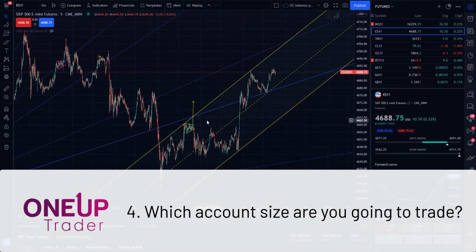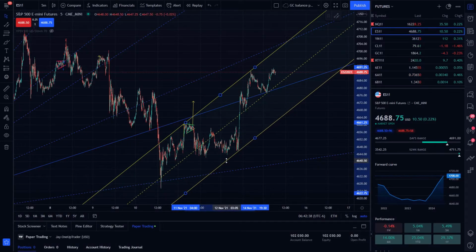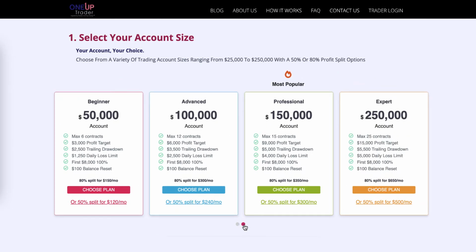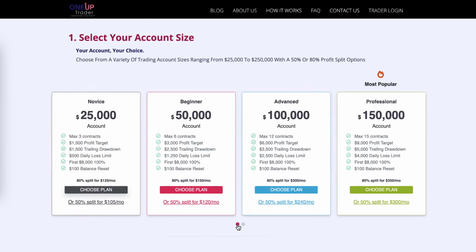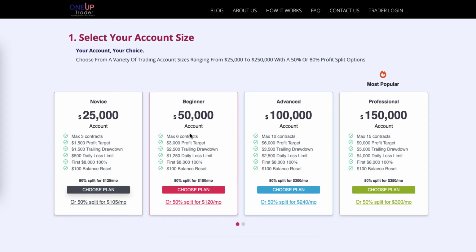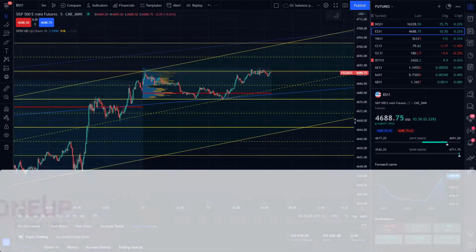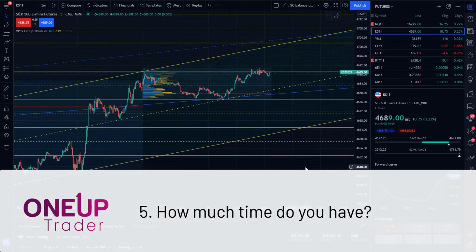Number 4. Which account size are you going to trade? You must know if the particular account size you choose at OneUp Trader is going to meet your needs as a trader. Drawdown and max position size are the most important factors when making this decision. Having position sizing parameters and account sizes set in stone in a trading plan helps give you the best chance with the lowest risk.